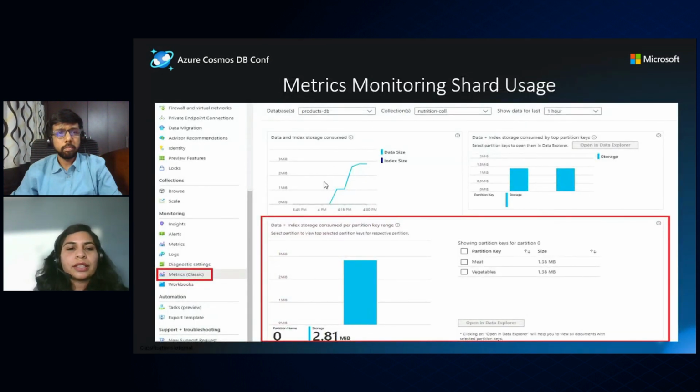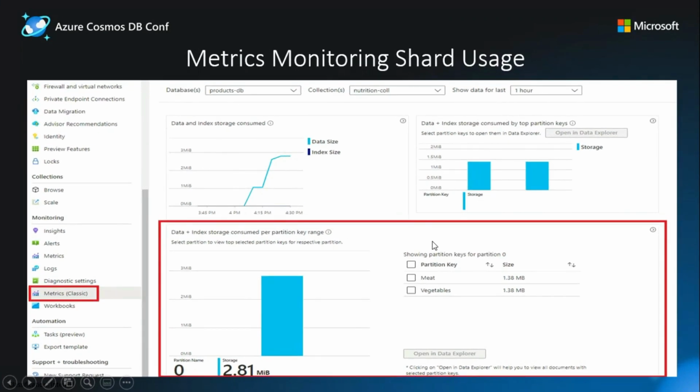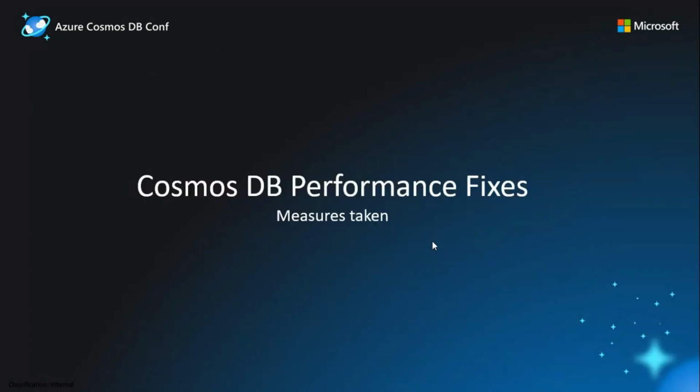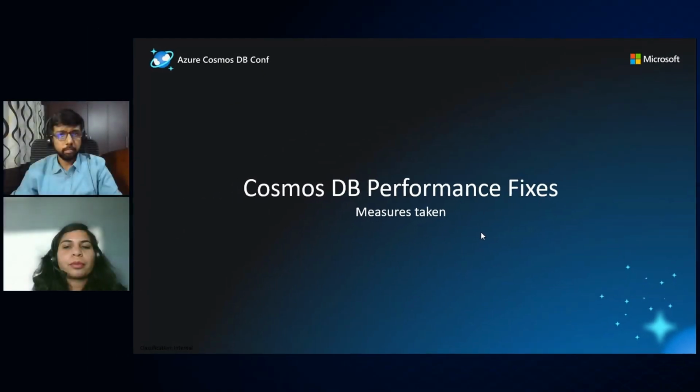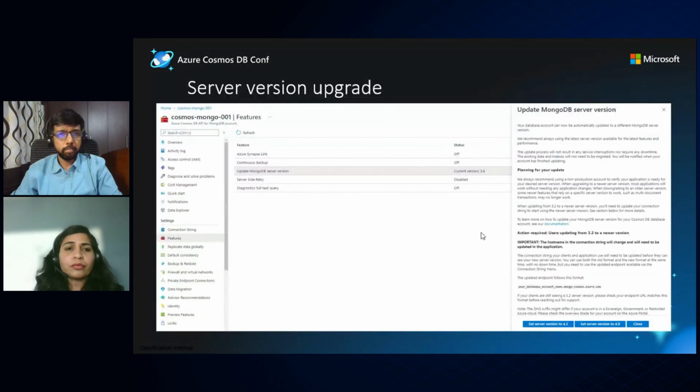So on this portal we went through different graphs and tried to analyze what needs to be fixed, and whether our application is performing well or needs fixes. So this is how we monitored our application. Next, I'll go to what performance measures we took to fix our application performance bottlenecks.